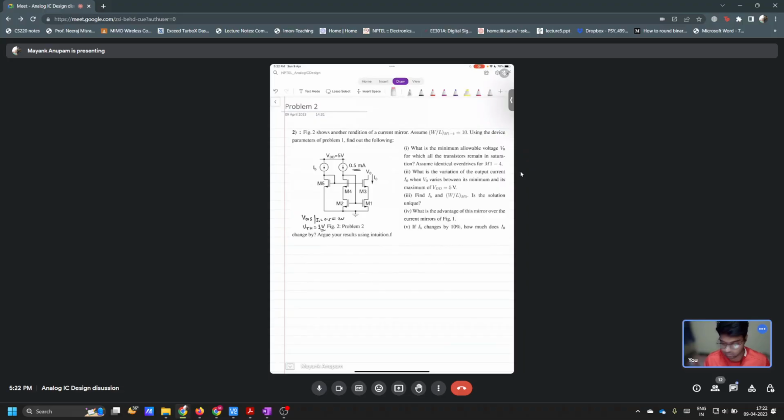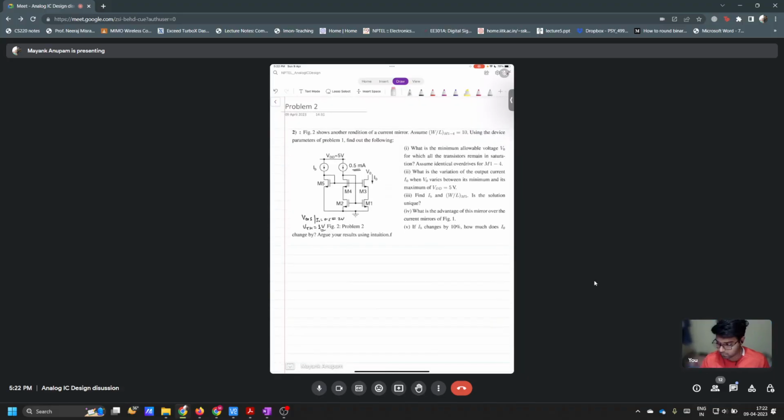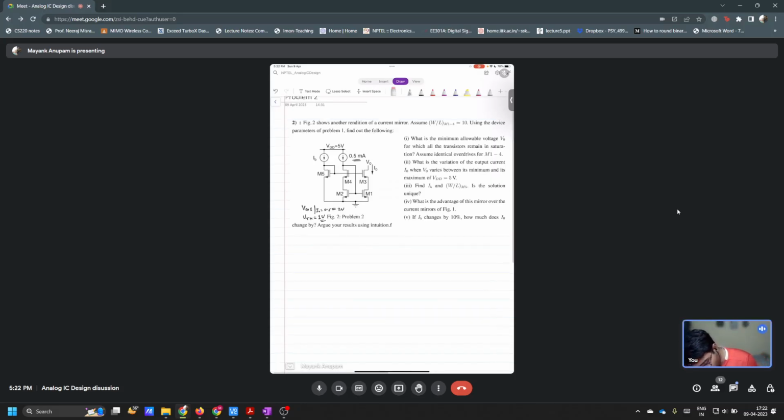Could you explain how the equation is working? ID equals half mu n Cox W by L, and so on. What is VGS for a current of 0.5 milliamps? It should be 2 volts. So tell me what should be the voltage here? How much current is flowing? I naught is equal to 0.5 milliamps, so this is 2 volts.